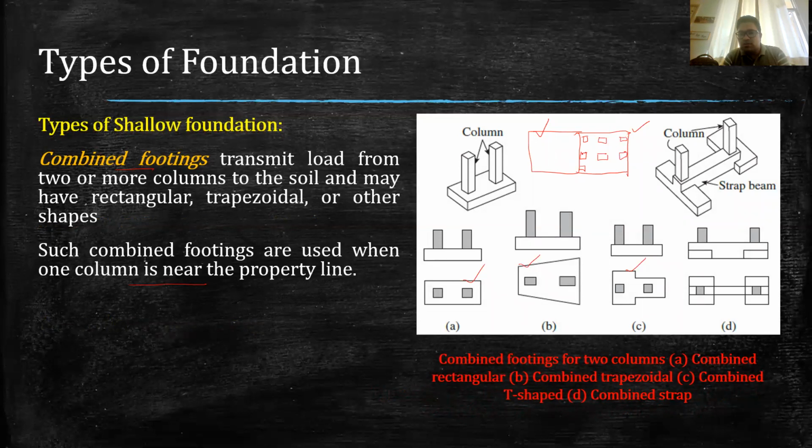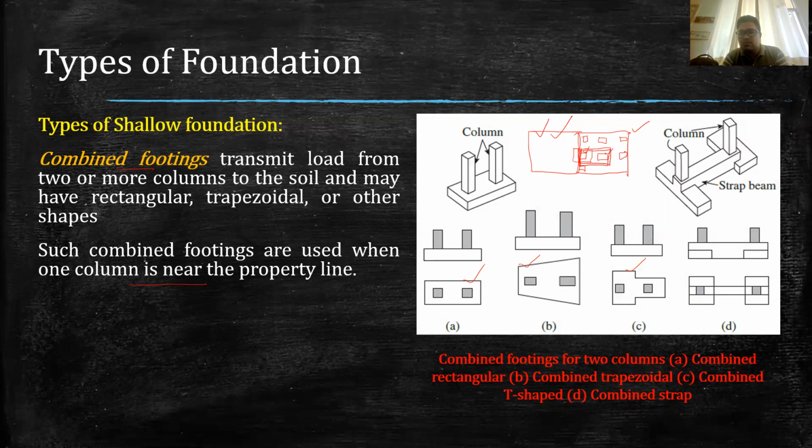Now, for this column, which is near the boundary of the building, if we try to make the isolated footing of this column, then you can see the plan of the footing is overlapping into this property, which is already constructed. So in that case, we can combine the footing of this column with this one. So in that case, this becomes the combined footing. So in such cases, we use this combined footing so that the overlap of the footing can be avoided.